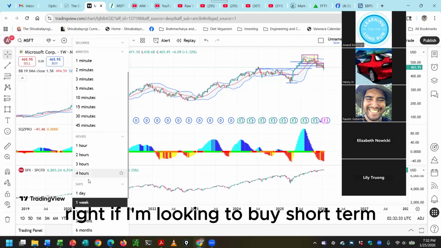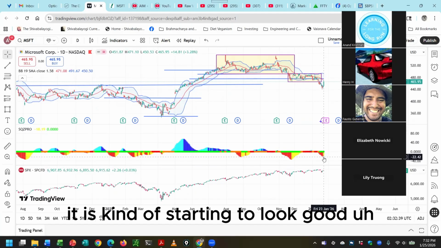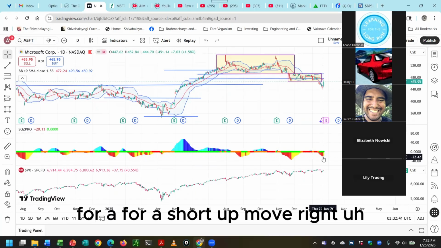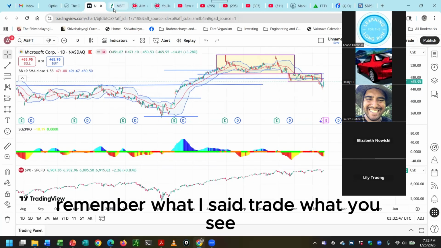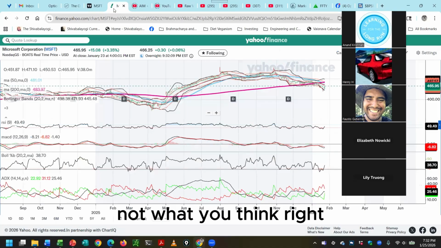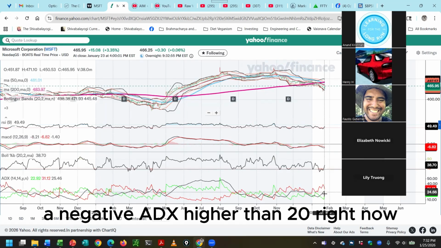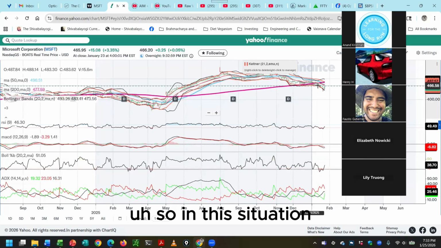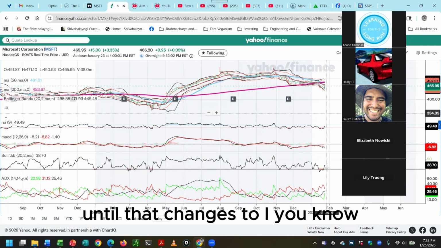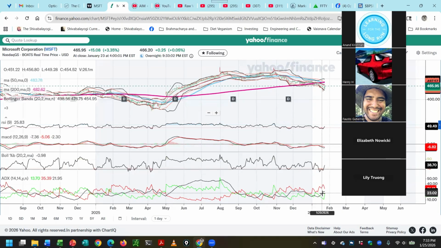If I'm looking to buy short-term, let's go back to the daily, right? It is kind of starting to look good for a short up move, right? But again, here's the thing, right? Remember what I said, trade what you see, not what you think, right? And what I see right now is an ADX, a negative ADX higher than 20, right? So in this situation, until that changes to a positive ADX, I would not even bother with it, right? Unless you want to buy puts on it and see if that works out, right?